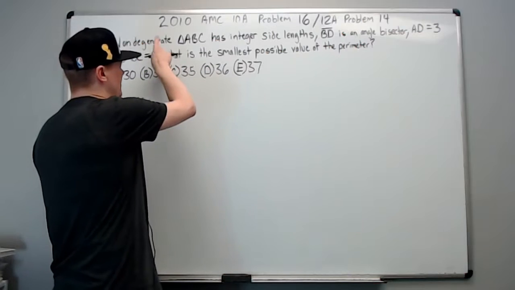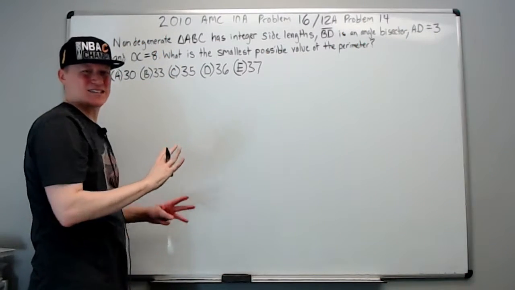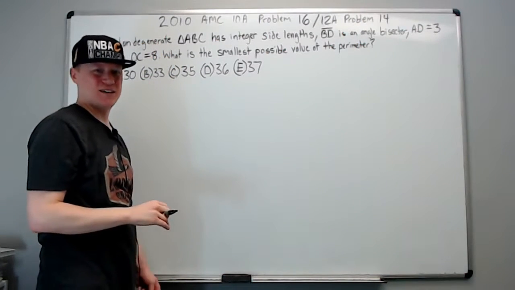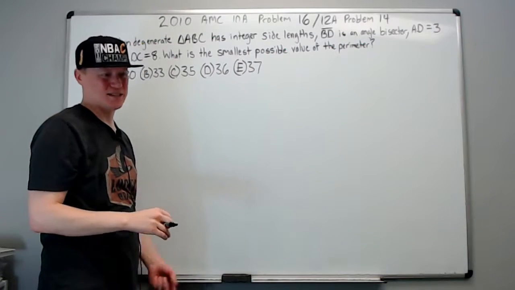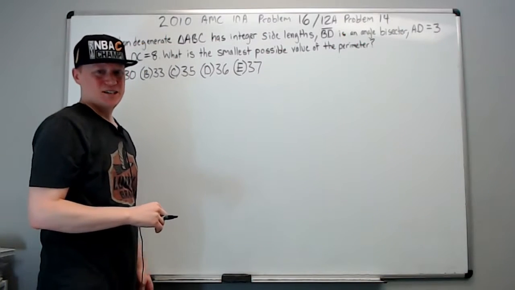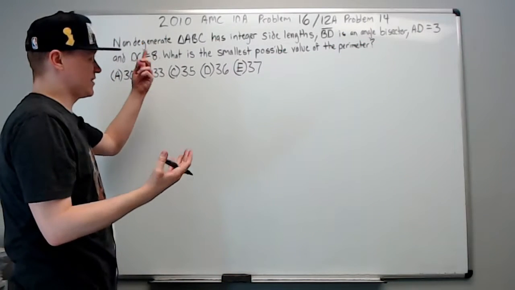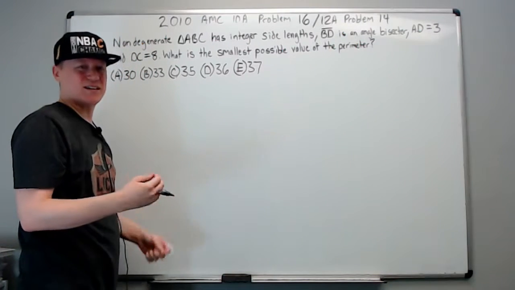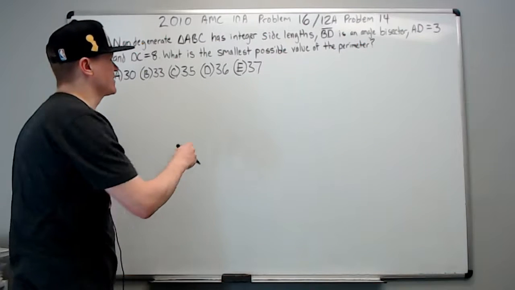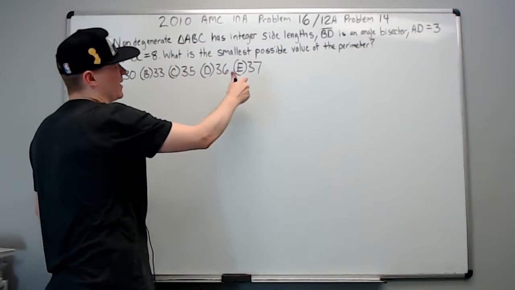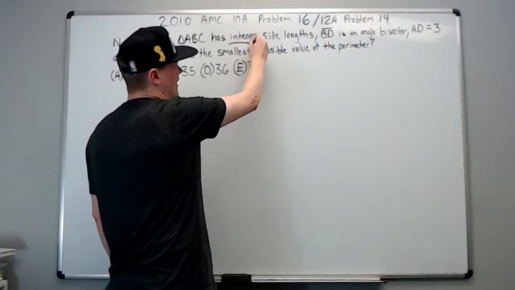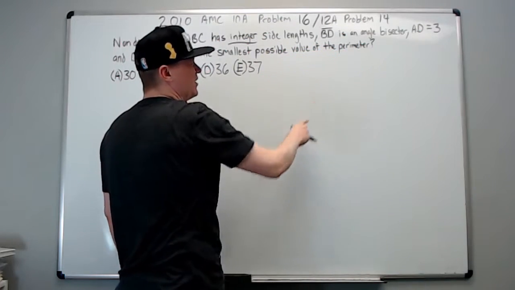But it's used intentionally because it doesn't really appear in textbooks too much. In fact, in high school and middle school textbooks, I've never really seen it mentioned. So if you come across it there, then that's great, but most likely you won't. It does appear in some other texts. So, non-degenerate triangle ABC has integer side lengths. BD is an angle bisector.